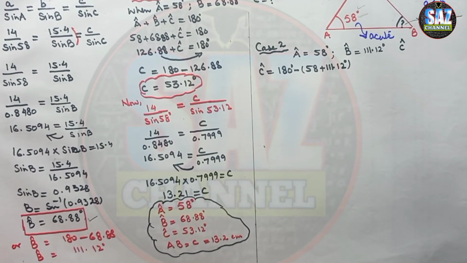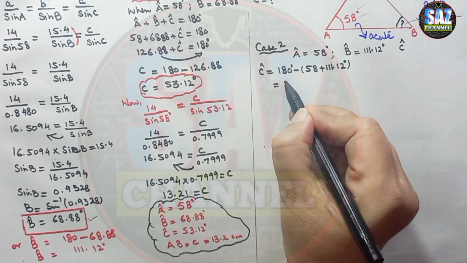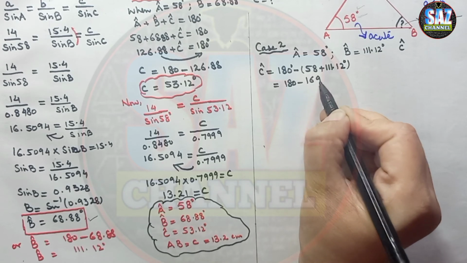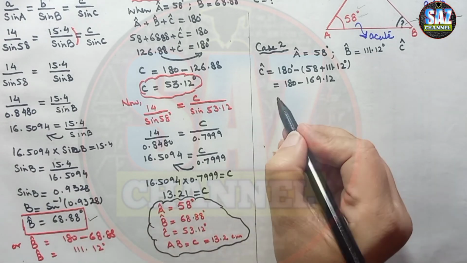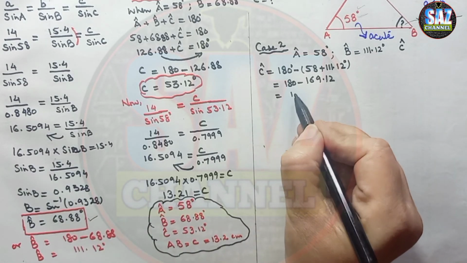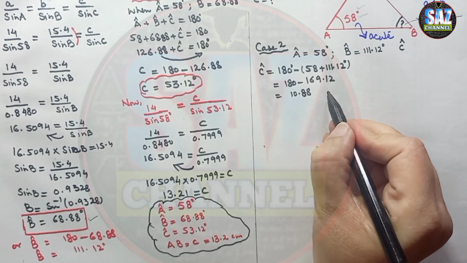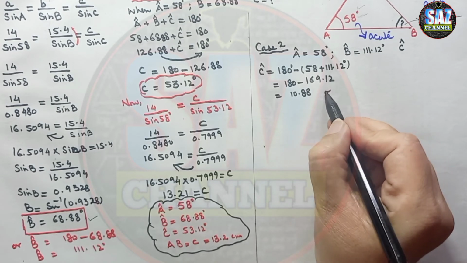58 plus 111.12, and this gives me 169.12. I have to take away this answer from 180 degrees, and this gives me 10.88, or approximately this can be taken as 10.8889.